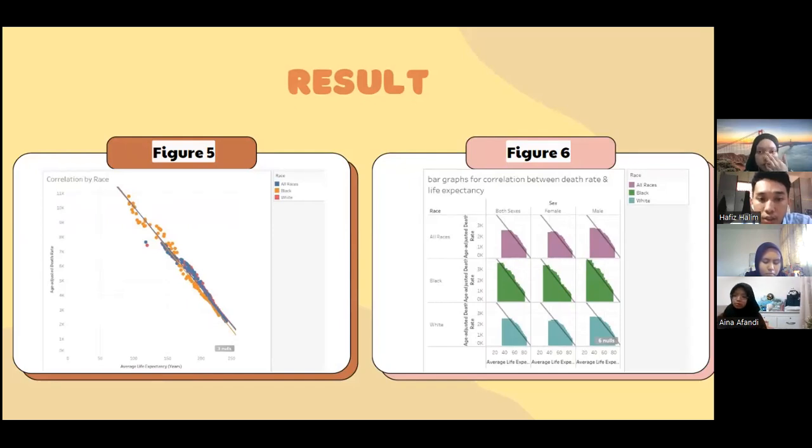And for the last figure, which is figure 6, this is the bar graph between death rate and life expectancy by different races and sexes. We can see that black people have a higher death rate and longer average life expectancy compared to white people. We also observe that the male population in both black and white races has a higher death rate compared to the female population in the races. So we can conclude that the strong negative correlation between life expectancy and death rate will remain constant even for different races and sexes. Next.